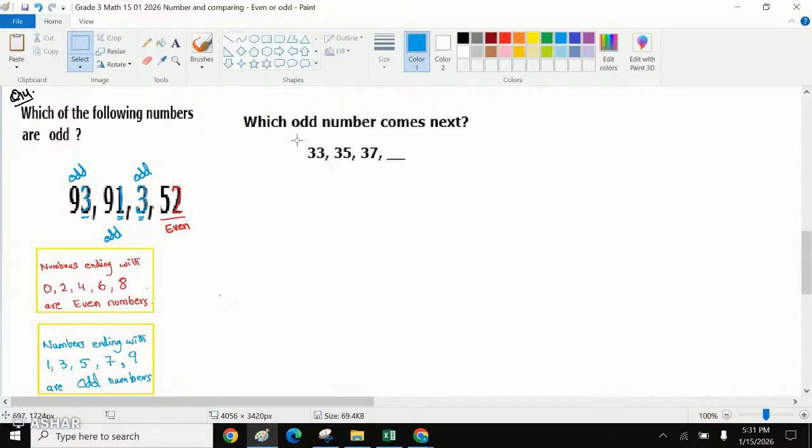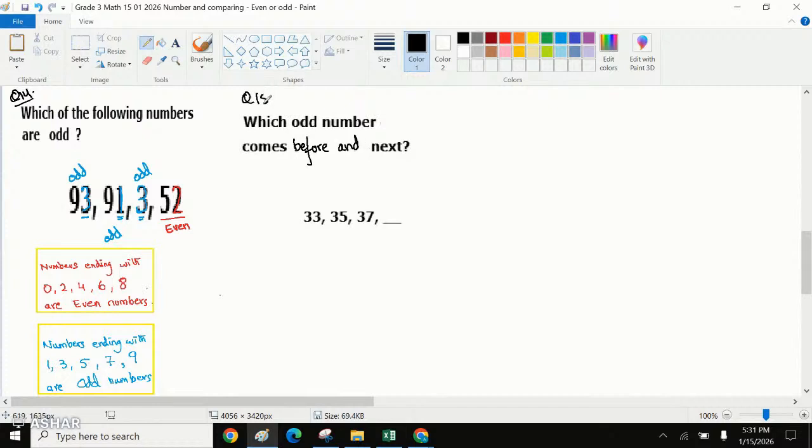I would try to change some wordings in this question. Instead of comes next, I'll change it to before and next. So what I did was I changed the statement to ask which odd numbers come before the first number and after the last number. And we are looking at odd numbers.